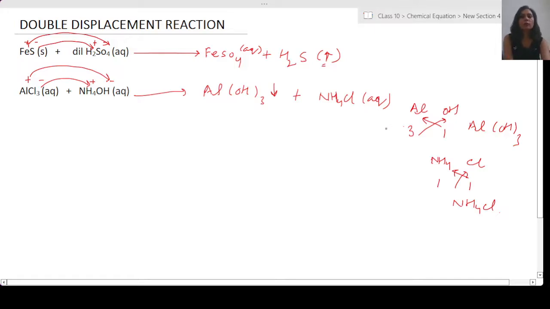Now how will you balance it? OH is 3 here, so just write 3 in front of the NH4OH. So OH will become 3. For NH4Cl, you write 3 here, so NH4 will also become 3 and Cl will also become 3, like NH4Cl, sorry, here, and here also Cl will be 3. So this is about the double displacement reaction.